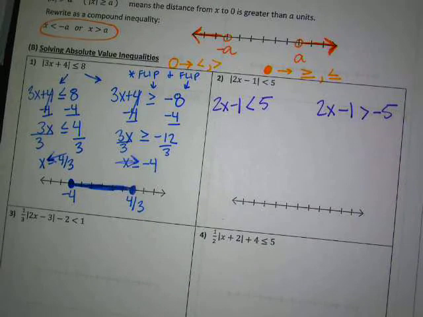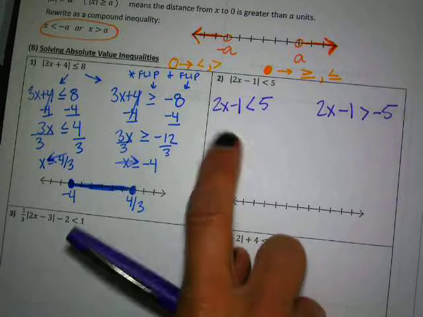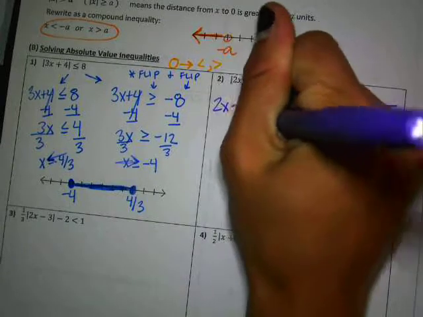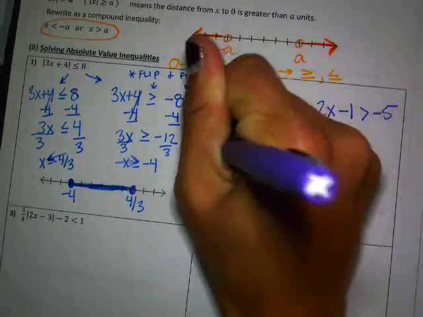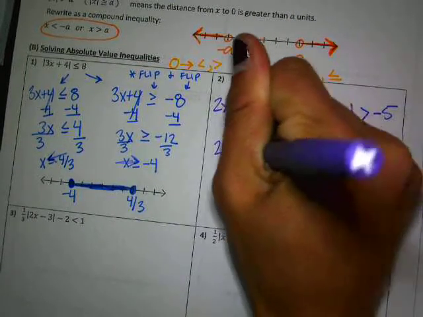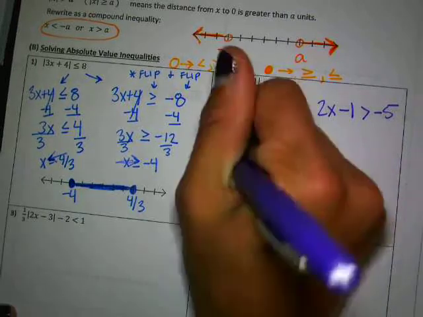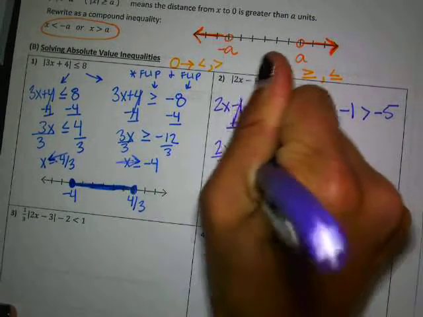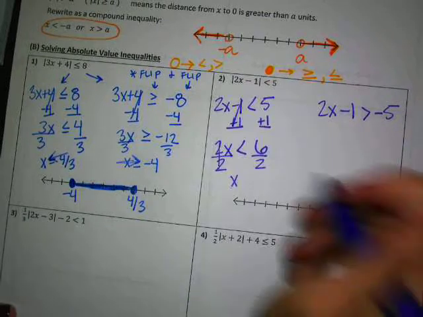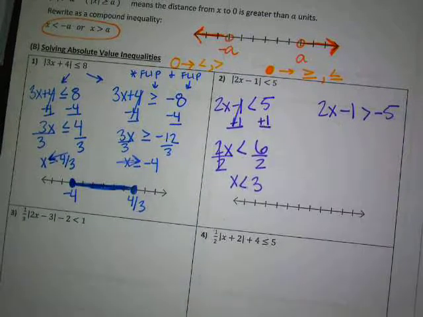Brianna, just continue. Add 1. Very good. Add 1. 2x is less than 6. Lily, are you 20? What do I do next? Did you divide it by 2 yet? Not yet. Okay, so divide by 2 and then x is less than 3. Good. X is less than 3.